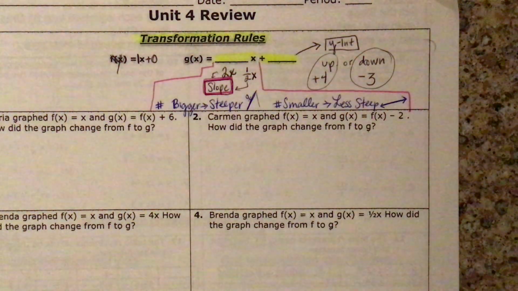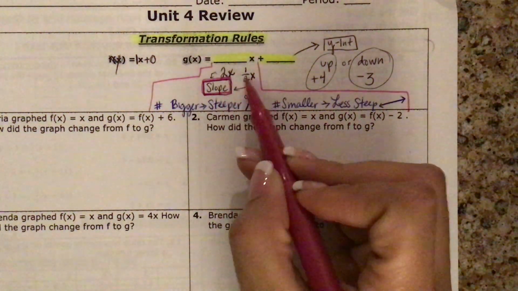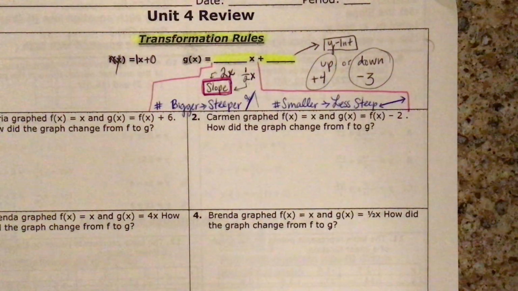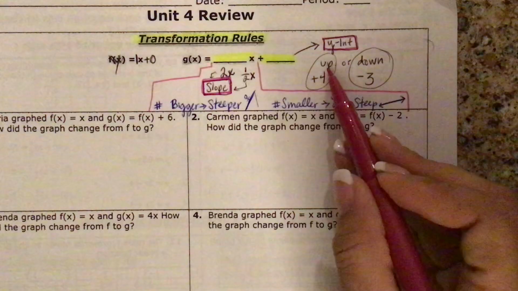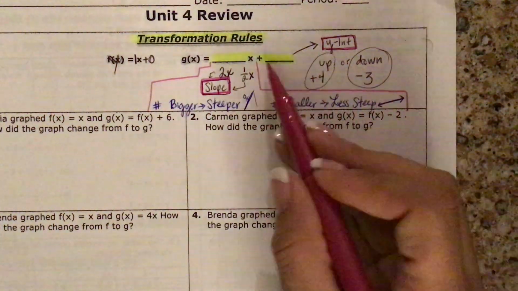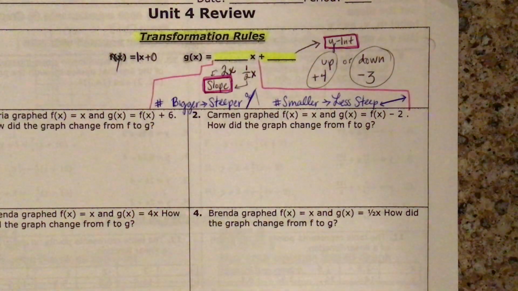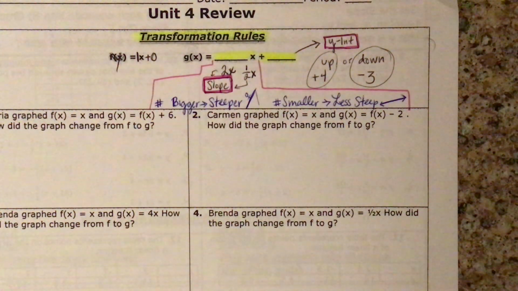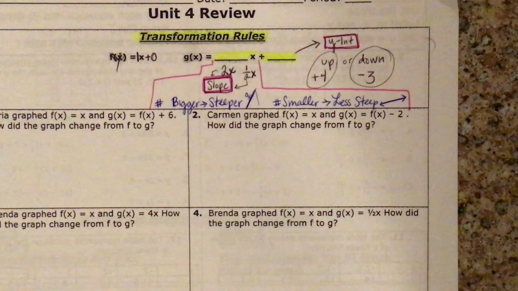Okay, so those are the two changes that can happen. We can either change the slope by putting a number in front of the x, or we can change the y-intercept and move it up or down by putting a plus or a minus sign in the back with no x. So go ahead and write those notes down to make this page much easier.